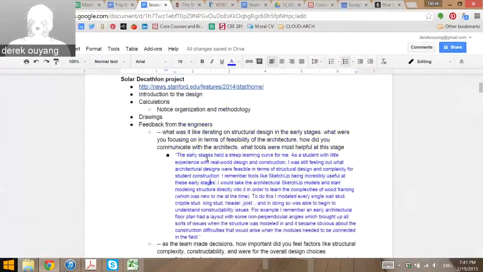Okay, so that was a very, very brief foray into the solar decathlon project, and just definitely read these comments from the engineers. But I wanted you to just notice the organization, the way they organize their work, and then the methodology using the spreadsheets, and then the way they incorporated drawings of their own or from the architect.